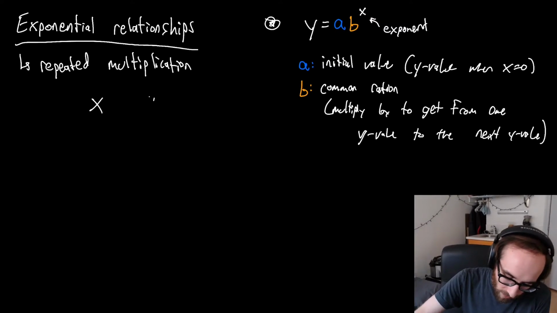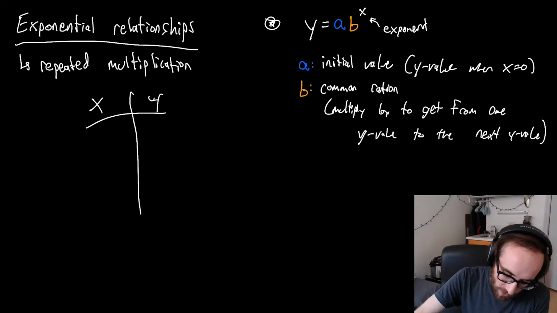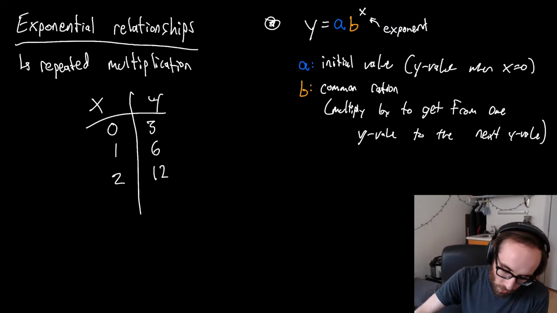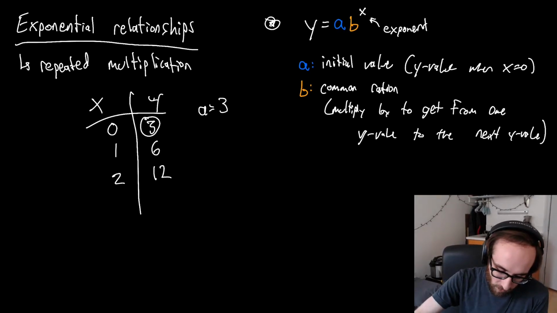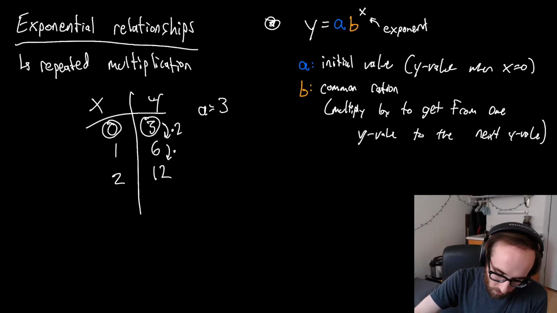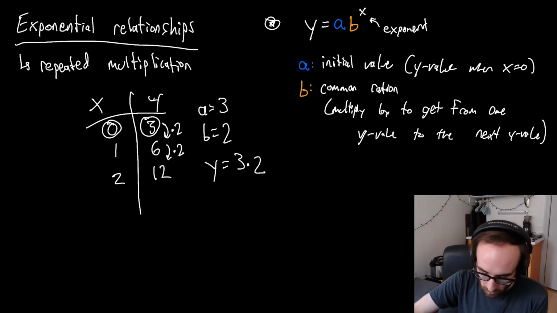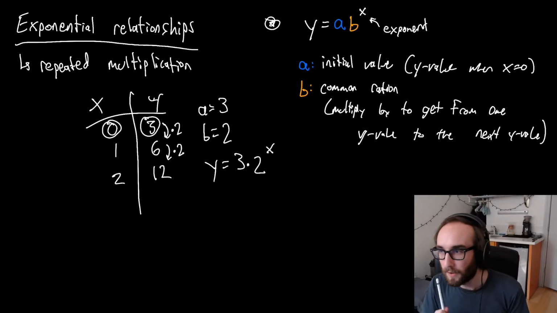So for example, if we had a table, x and y, we start at 0, 3, 1, 6, 2, 12. Here you can see that our initial value is going to be 3, our y value when x is 0. And then the common ratio is what we multiply by to get from one number to the next. So here we can see that we're multiplying by 2. So an equation here would be y equals 3 times 2 to the x power.